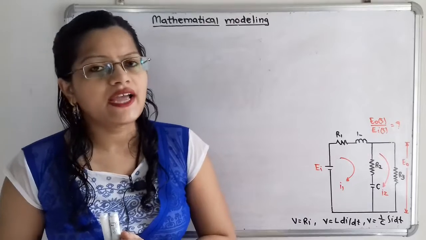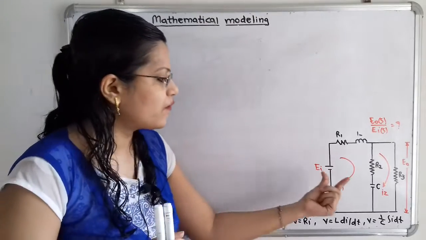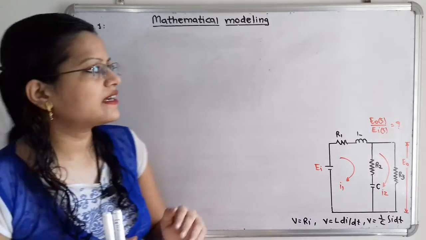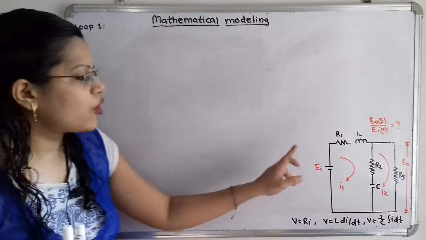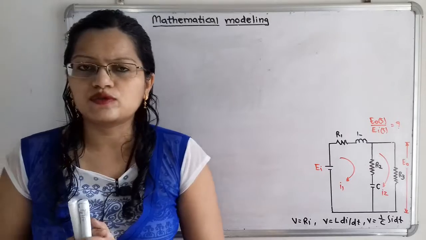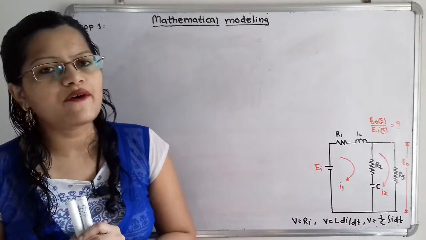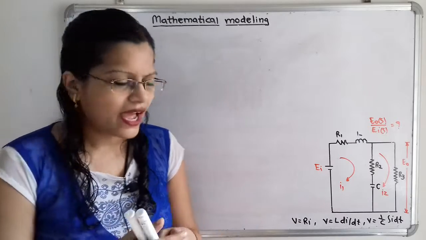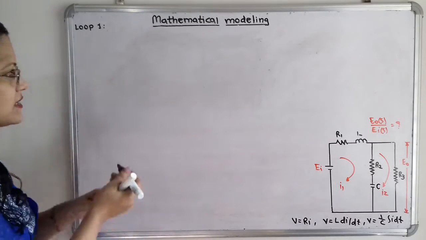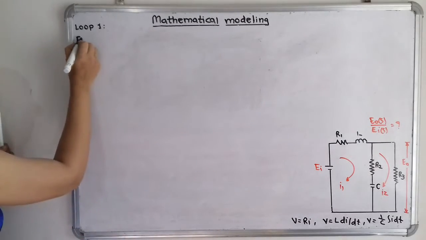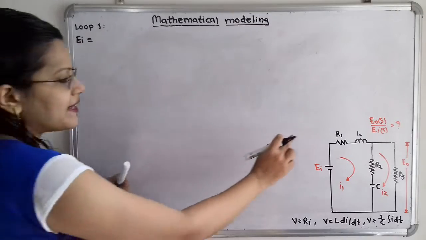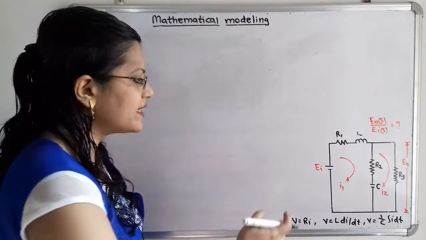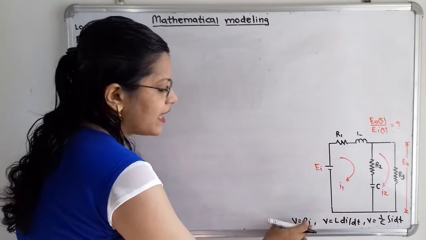While writing the differential equation, we have to write the equation for loop one first and then loop two. So first I will take loop 1. For loop 1 there is the input, so input is equal to all the elements in terms of voltage. So I will write input EI is equal to R1 in terms of voltage. So how to write? Voltage V is nothing but Ri.